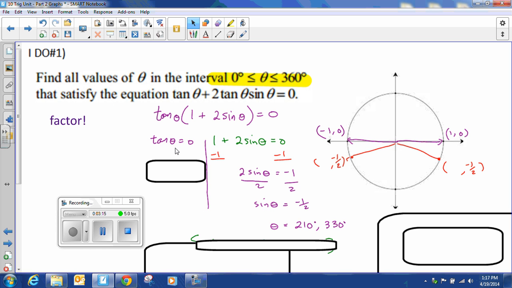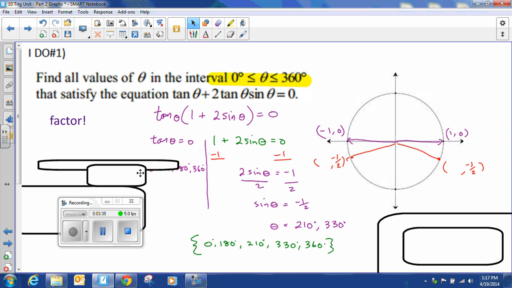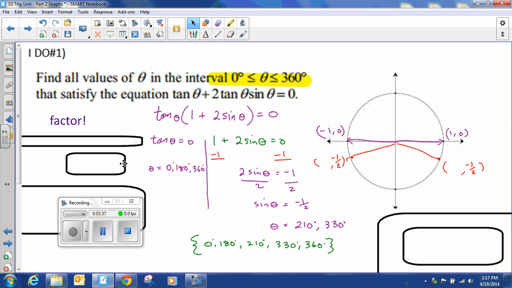Tangent of theta equals 0. Well, remember, tangent is sine divided by cosine, so 0 divided by 1 and 0 divided by -1 give us 0, 180, and 360 degrees. Don't forget about 360 because 0 and 360 are coterminal. So our final answer is all 5 of these angles: 0, 180, 210, 330, and 360.